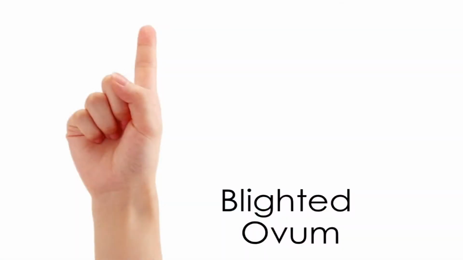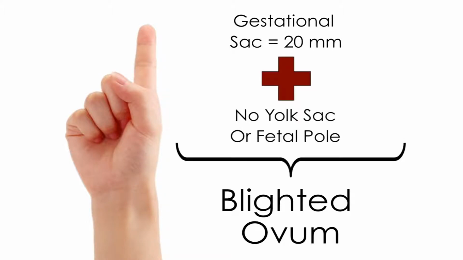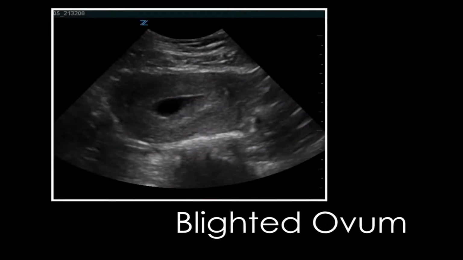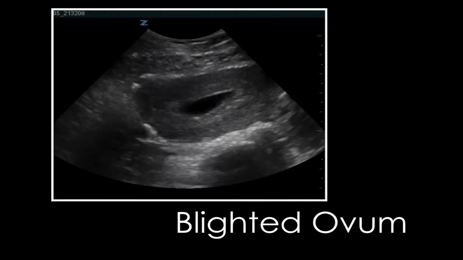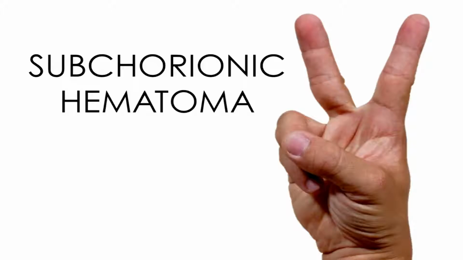The first is a blighted ovum. This is seen when the gestational sac by ultrasound is greater than 20 millimeters and there is no evidence of a yolk sac or fetal pole. Here is an example of a blighted ovum by ultrasound. This is not a viable intrauterine pregnancy. The second indicator of a failed intrauterine pregnancy is a subchorionic hematoma.